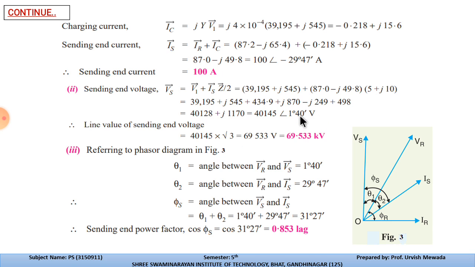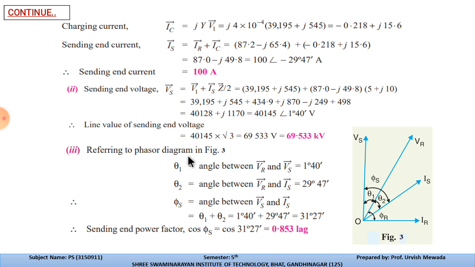This is the angle at which we are considering the effect of VS. The line value of the sending end voltage is the phase to phase voltage. Now this is the line to line voltage, so it is multiplied with root 3. 40,145 multiplied by root 3 is equal to 69,533 volts. So we can write it as 69.533 kV.